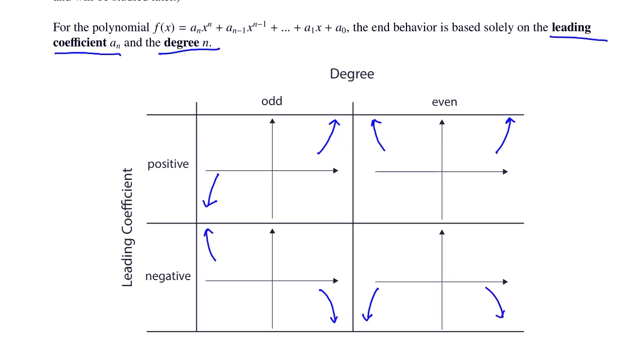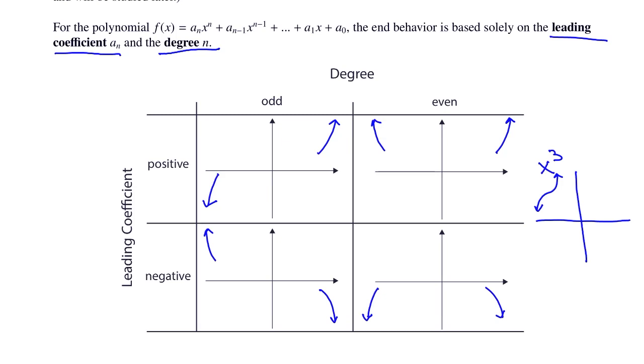Now, one way to remember these is to think about the typical functions that these would be. What is the basic function that has a leading coefficient that is positive and an odd degree? That would be x cubed. And you know what x cubed looks like. It starts down low on the left and then goes up on the right side.